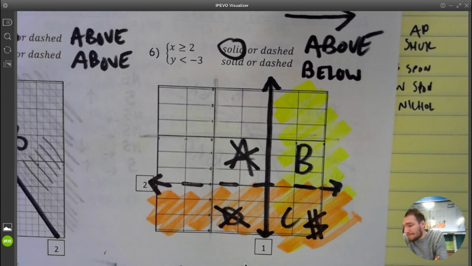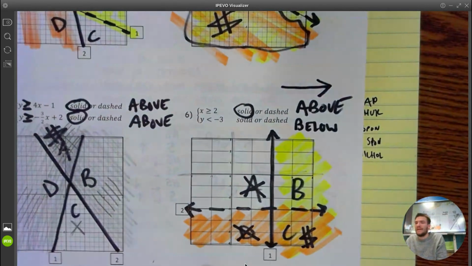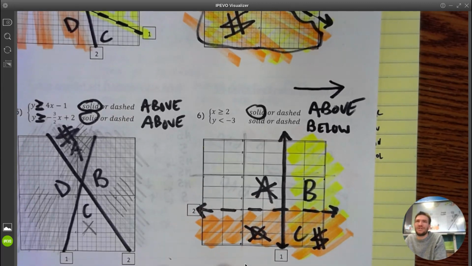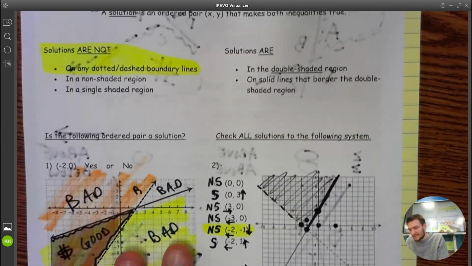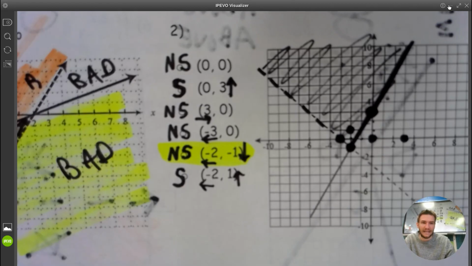And there you go. Pretty simple notes today, just to review them. Shade carefully, but it's not that hard. If you just shade carefully, you end up with the right region. On the front, I do want to review this with you for just a second.